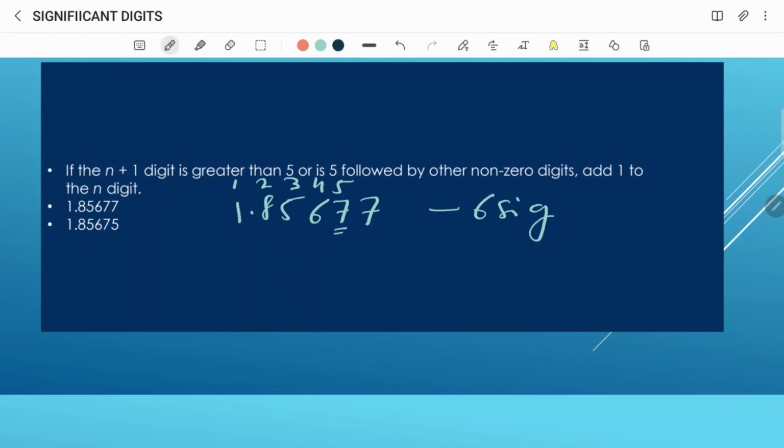Now 7 is the number after the 5th position, in the n plus 1th position. So this is the 6th position and the number 7 is greater than 5. So we will add 1 to this digit over here and our number will become this. This is the number which is rounded off up to 5 significant digits.